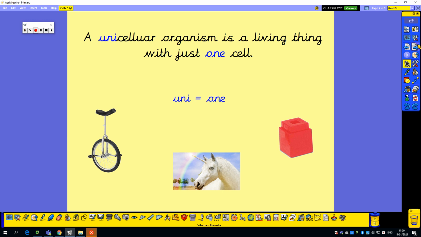So some more information for you. Some organisms are what we call unicellular. Those are living things with just one cell. And a good way to remember it is that uni actually means one. A unicycle with one wheel, a unicorn with one horn, and a unifix cube that can only be built in one way. So a unicellular organism has just one cell.